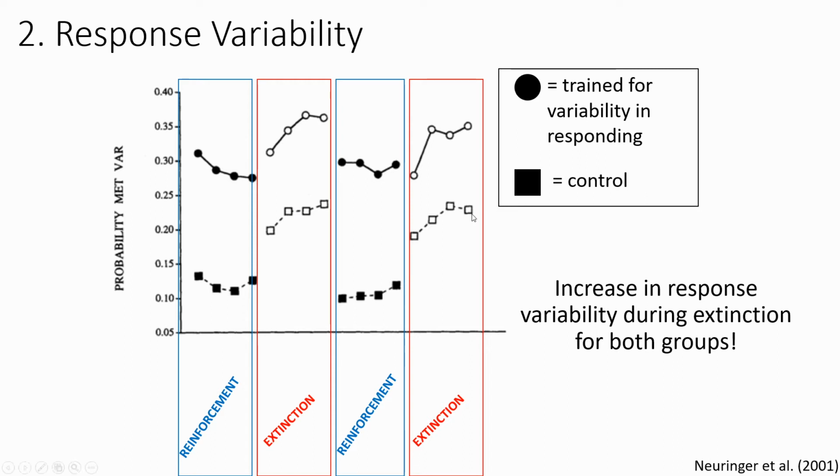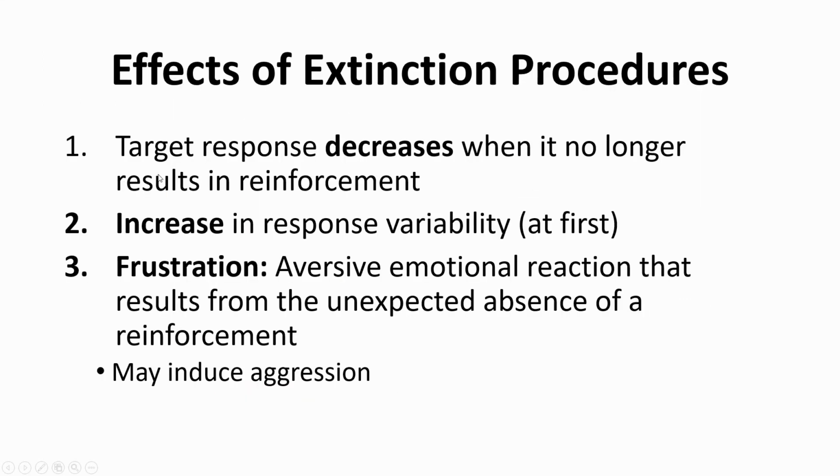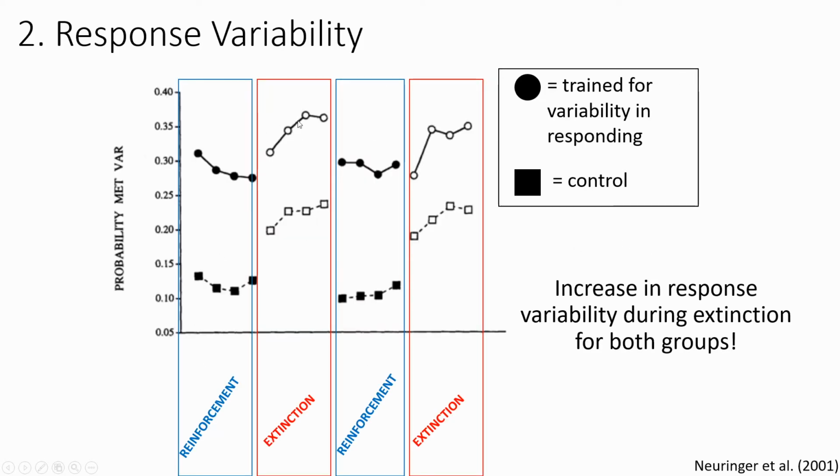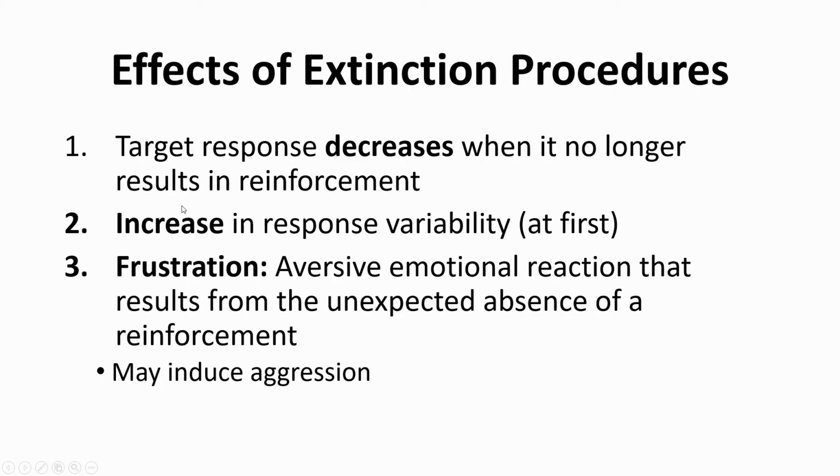So this shows us our decrease in target response when it no longer results in reinforcement, and an increase in response variability, at least at first. So if we continued this for a long, long period of time, this line might slowly drop off. But that's not what this study was looking at.